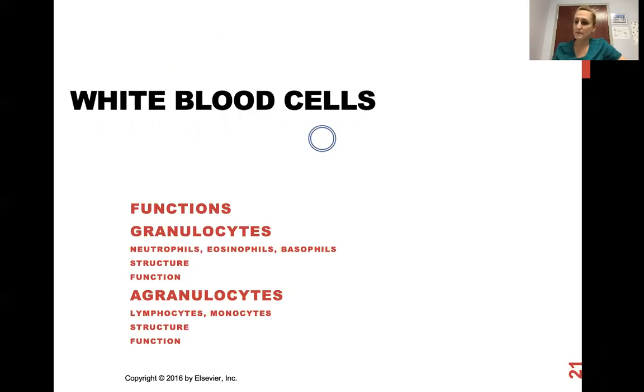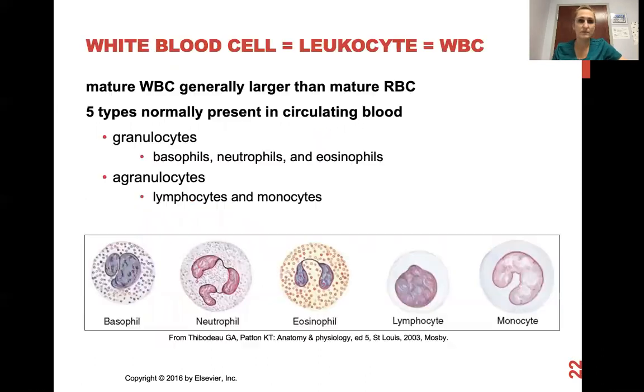White blood cells, called leukocytes, or abbreviated as WBC. Mature white blood cells are what is in peripheral circulation, and they are generally larger than mature red blood cells when you're looking at them on a blood smear. There are 5 types normally present in that peripheral blood, and they can be broken down into 2 groups: granulocytes, which include basophils, neutrophils, and eosinophils, and agranulocytes, including lymphocytes and monocytes.